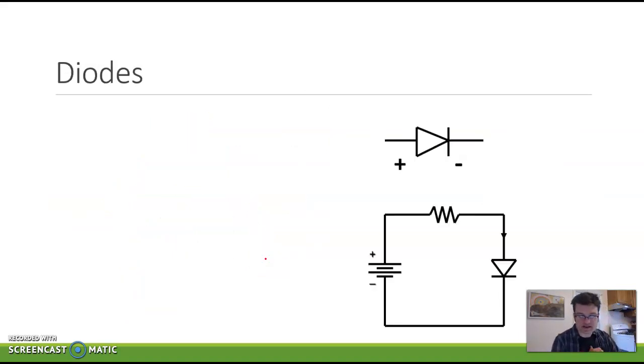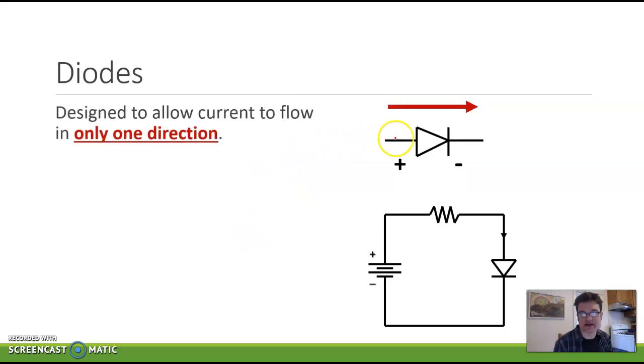All right, next thing, diodes. We're going to go through diodes, and that's going to be it. So diodes, when you take a look at it, they only allow current to go in one direction.